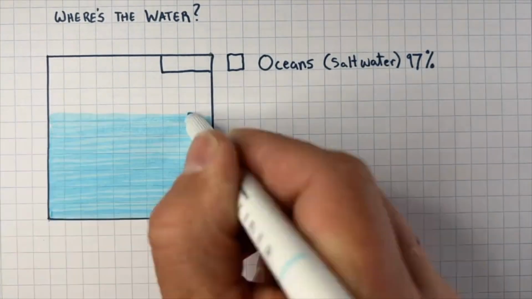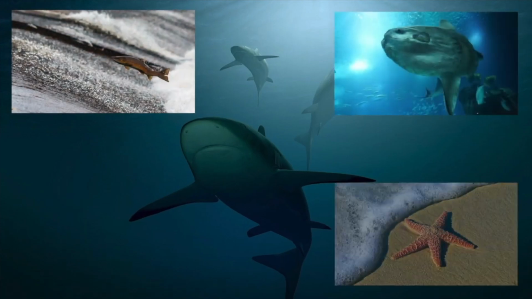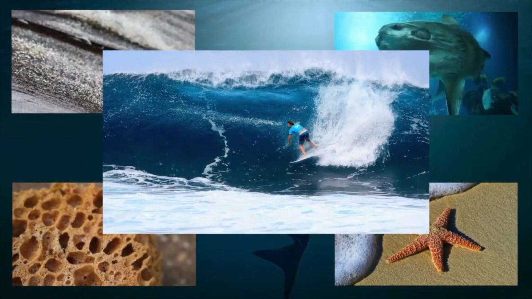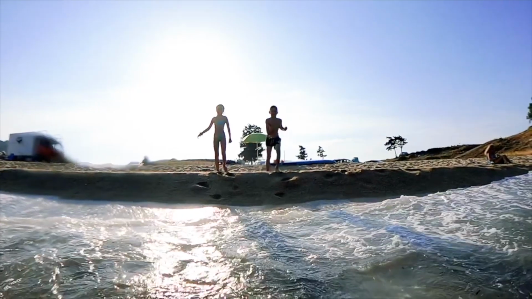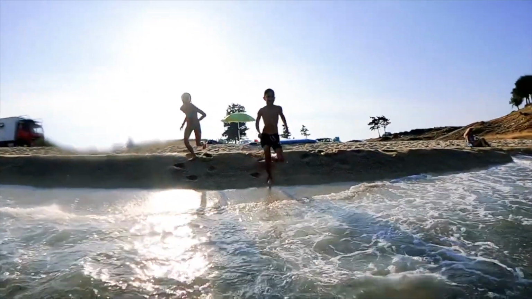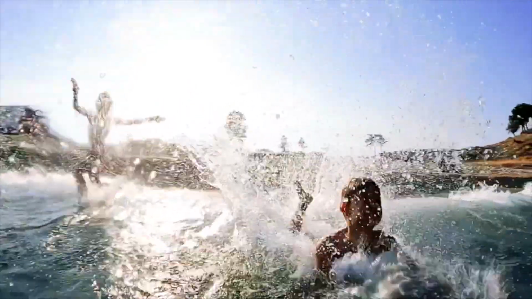That's a lot, and it is salty, which is great if you're a shark, salmon, sunfish, sea star, sea sponge, surfer, or sailing on a yacht. For the rest of us animals and plants on the earth, it's not much help. We can't drink it, water our plants with it. We can't do much of anything. If you've ever been to the beach and been pummeled by a wave, you know exactly what I'm talking about. Ocean water is just too salty. Our bodies can't handle it.